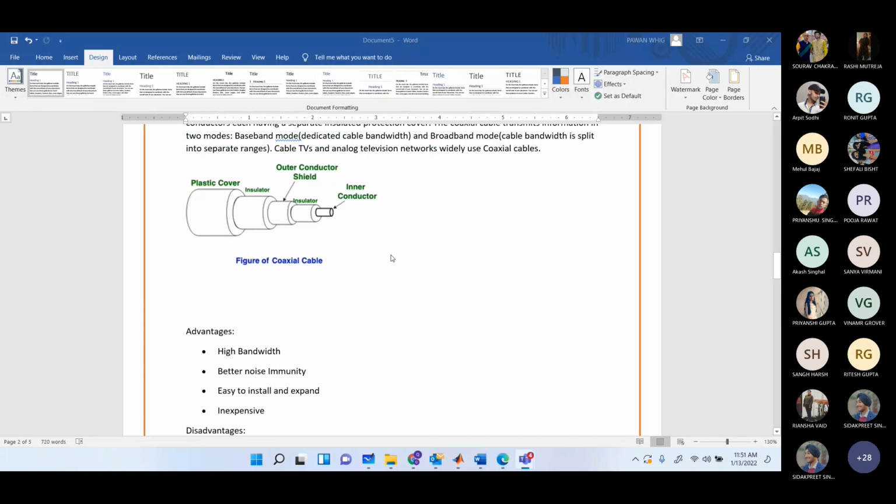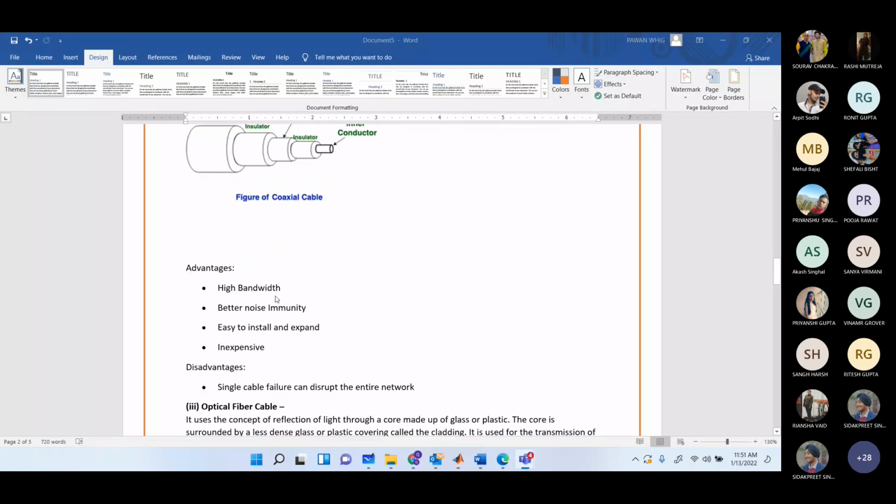Now, what are the advantages? Coaxial cable has very high bandwidth. In fact, it is very good. Very good speed is provided to you by coaxial cable. And another thing is, just wait.